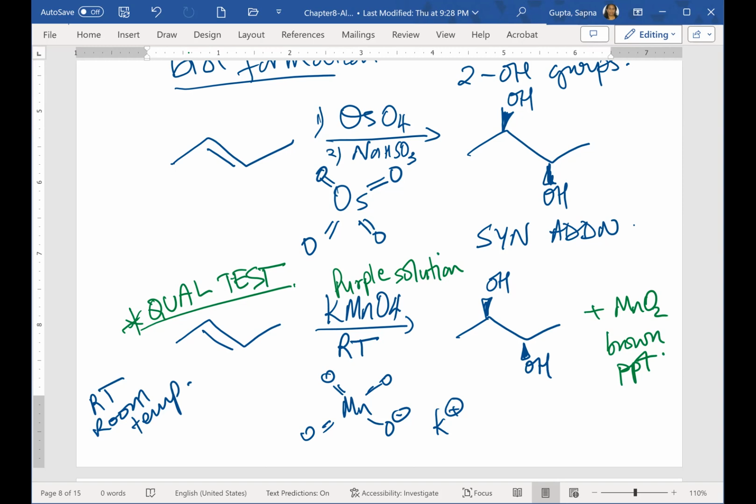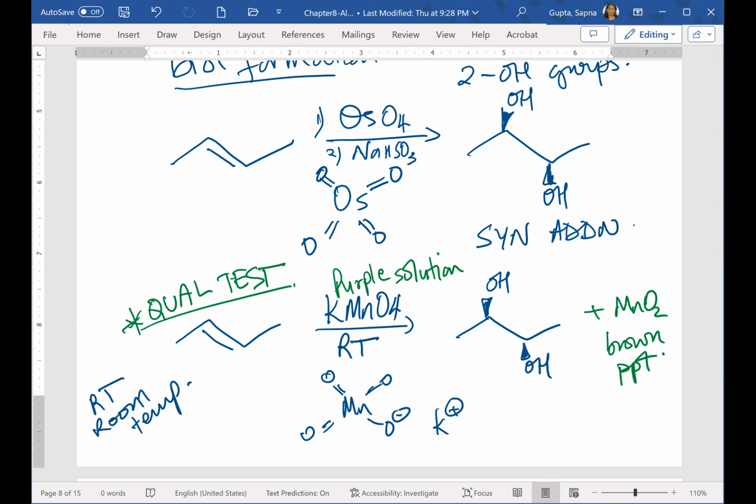So what's the difference between osmium tetroxide and KMnO4? Why do you want to use one or the other? So osmium tetroxide is a transition metal, but it's also very expensive. Okay, so osmium tetroxide works fantastic. All right, it's really a good reagent. It's an excellent reagent, but it's also very expensive.